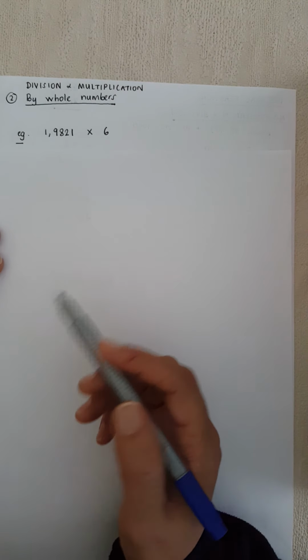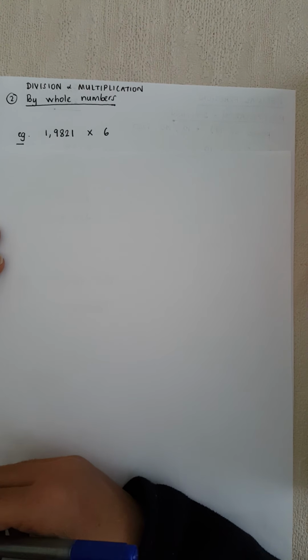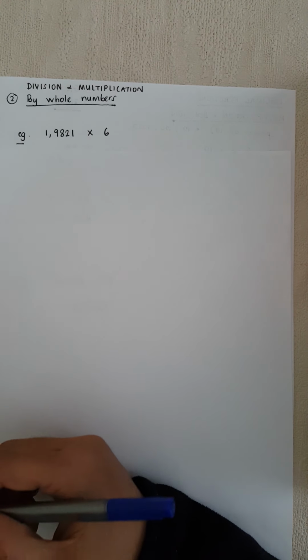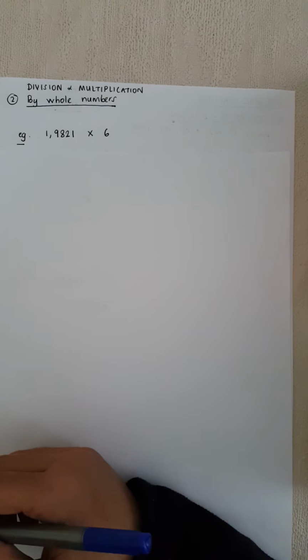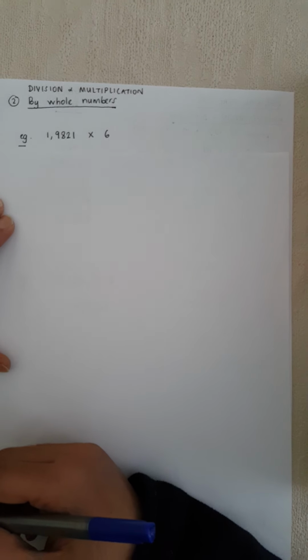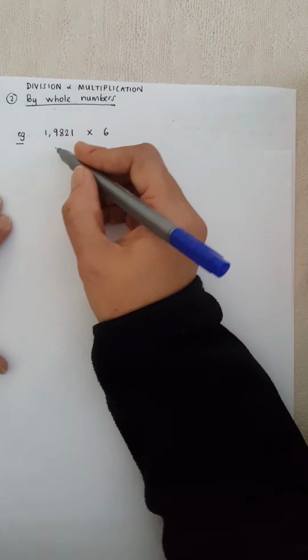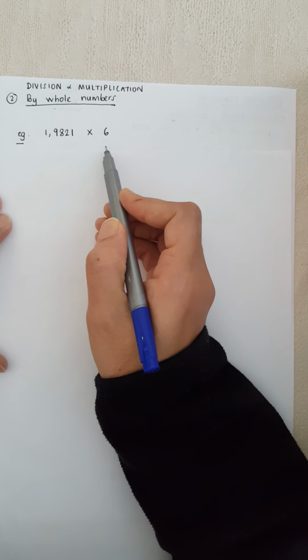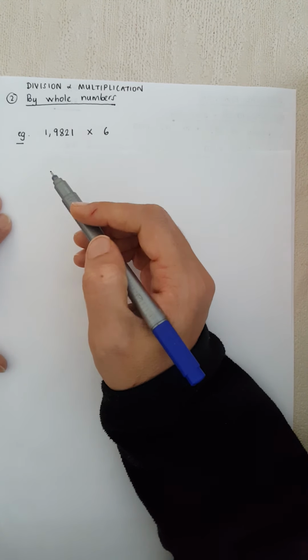Remember yesterday we multiplied by powers of 10, which was multiplying by 10 or 100 or 1000, and it was quite simple. You just had to move the comma, right? Now today we're going to do a decimal fraction multiplied by a whole number or divided by a whole number.